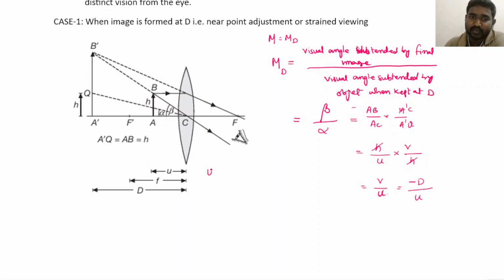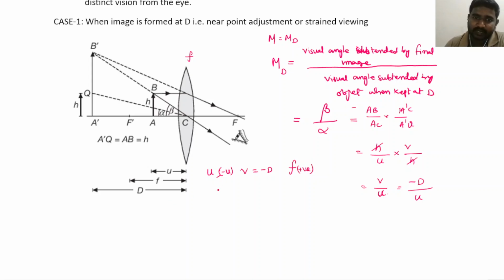See here, you take u as an unknown value, but the final image will be formed at minus d. If you take the focal length of the convex lens as f, you can see the u value also has a negative sign, so you take it as minus u. The v value is equal to minus d, and the focal length we take as positive, because it is a convex lens.